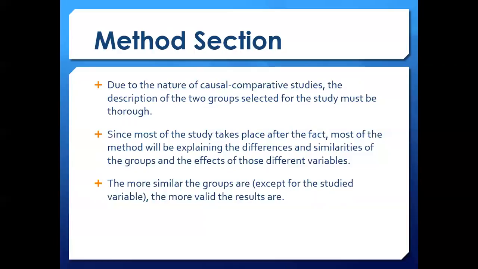If our two groups were different in size, say the full day kindergarten had 3 kids in it, small Christian school, half day kindergarten had 15 kids in it, we couldn't determine if the results were because of class size or if they were because of the difference in full day versus half day. So we need to make sure that the more similar our groups are, except for the studied variable, the more valid the results are.